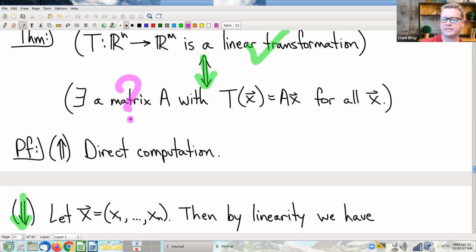How do I know that there is a matrix? I'm not even given a matrix to consider. Where am I going to get this matrix from? I need to show that I can find a matrix, and furthermore, that it has this special property, that it computes my linear transformation for me, this linear transformation that I'm given.